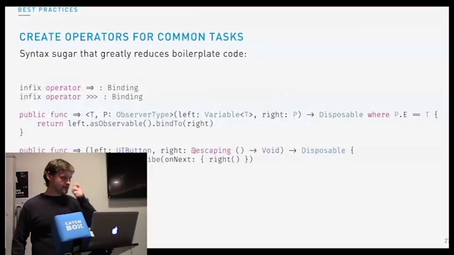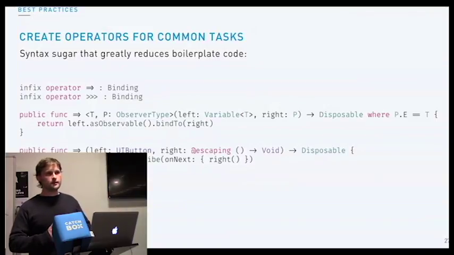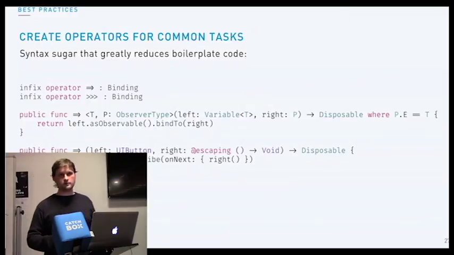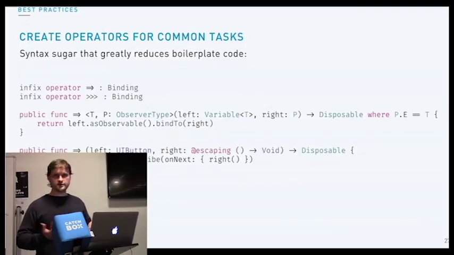Triple chevron is add to dispose bag. In vanilla RxSwift, you'd write dot add to disposable dispose bag. It's a little more verbose. Also for binding, all the arrows you saw, that's basically custom operators. Normally it would be like dot bind to or dot subscribe next, but operators are awesome. They make the code a lot cleaner and easier to read. So either write your own, or there's a lot of good pods out there.